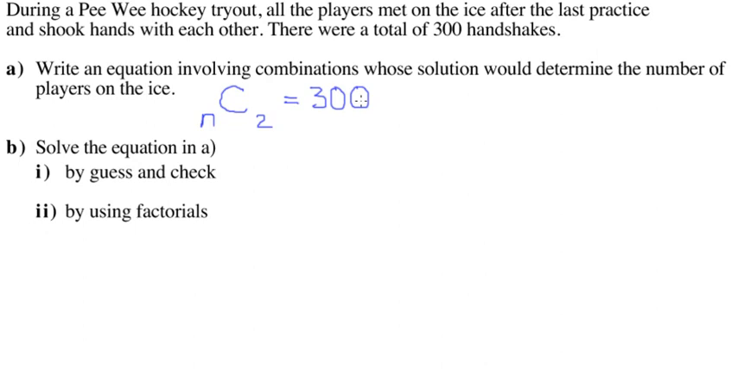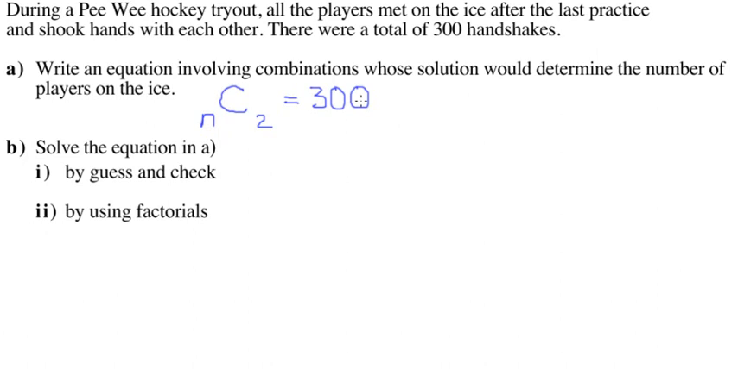A handshake, by the way, is a combination because the order in which it happens does not matter. Jason shakes hands with Jennifer is identical to Jennifer shakes hands with Jason. A handshake is a two-way street. Something like Jennifer throws a snowball at Jason is not a two-way street.